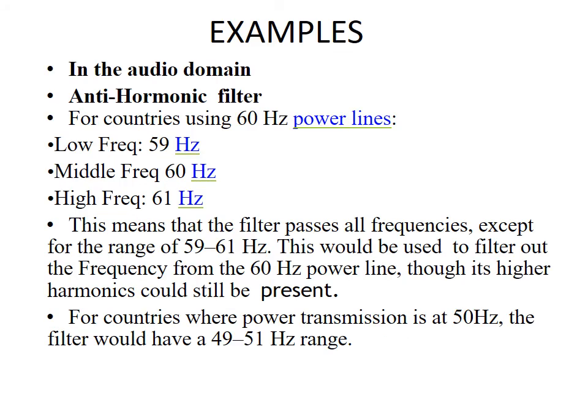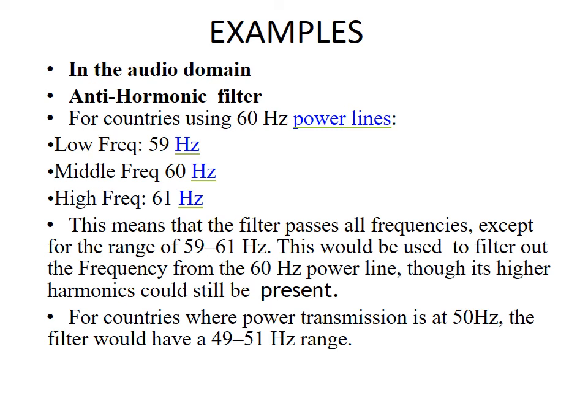Another example of notch filters is that they are used in the audio domain, and as anti-harmonic filters. For countries using 60 Hz power lines, and then low frequency, middle frequency, high frequency. As I told you, it will be just clipping out that particular frequency alone. This means that the filter will pass all frequencies except for the range of 59 to 61 Hz. So this would be used to filter out the frequency from the 60 Hz power line, though its higher harmonics will still be present. This is how it works.